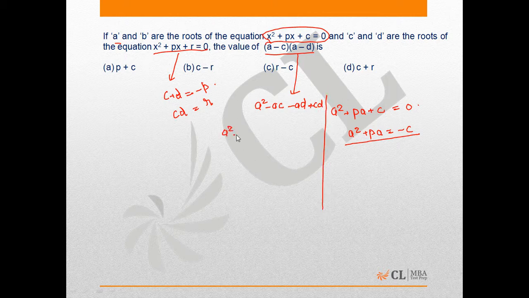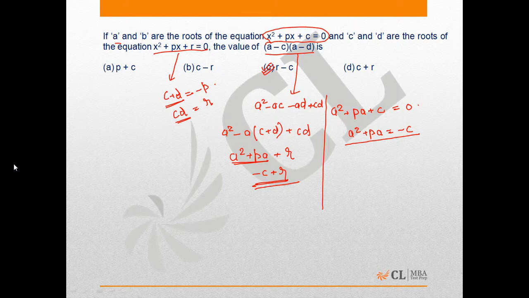This is a square minus a common, c plus d, plus cd. We replace the value of c plus d and cd from here. So this is a square plus pa plus r. What is the value of a square plus pa? Minus c. So this is minus c plus r, or r minus c. So my right answer is C. This is one approach to deal with this. Else we can do it by eliminating options.